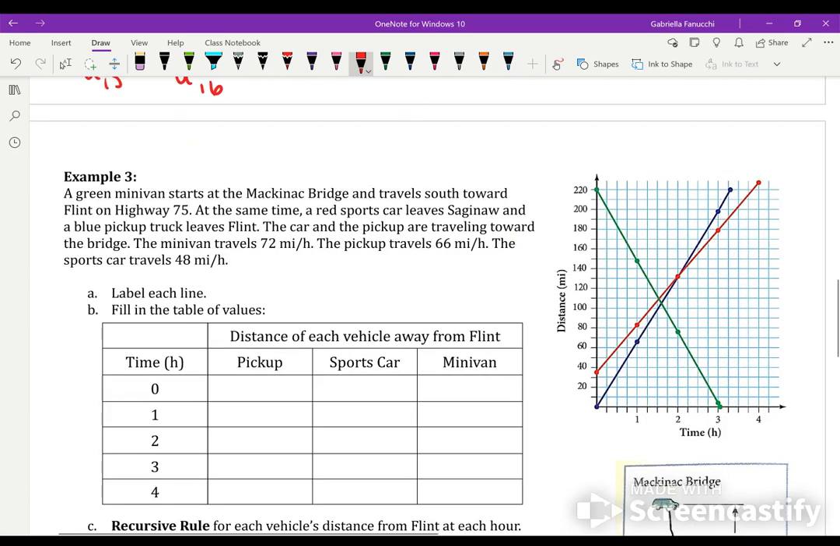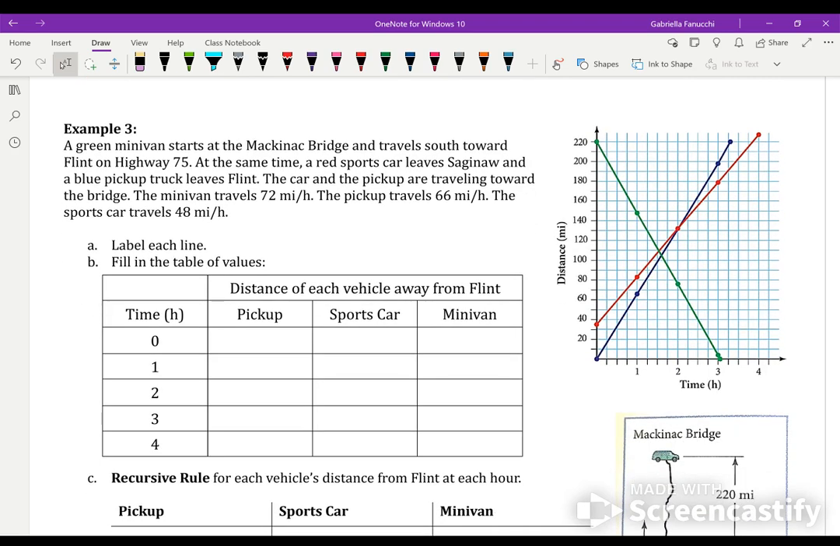Okay, so example 3. A green minivan starts at the Mackinac Bridge and travels south toward Flint on Highway 75. At the same time, a red sports car leaves Saginaw and a blue pickup truck leaves Flint. The car and the pickup are traveling toward the bridge. The minivan travels 72 miles per hour. The pickup travels 66 miles per hour. The sports car travels 48 miles per hour.